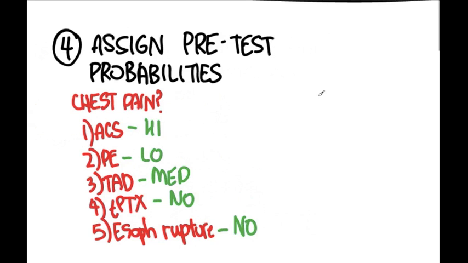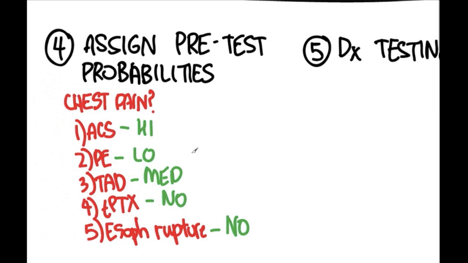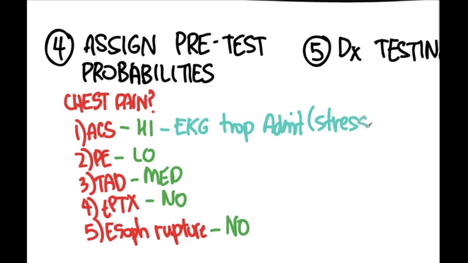Alright, so let's go on to ordering the tests now. And let's say these are the probabilities I have for my patient. So at this point, how am I going to prove to myself that my patient does or does not have an acute coronary syndrome? Well, I want to get an EKG, I'm going to get a troponin, and I'm going to admit this patient because my suspicion is so high, I don't feel safe with them going home. And if everything rules out, they can get a stress test or some other provocative testing in the morning to make sure that they're not having unstable angina. PE, I thought it was low, so I'm going to go with a D-dimer. And if that's negative, I'm done. If that's positive, well, I'll decide what I need to do from there.